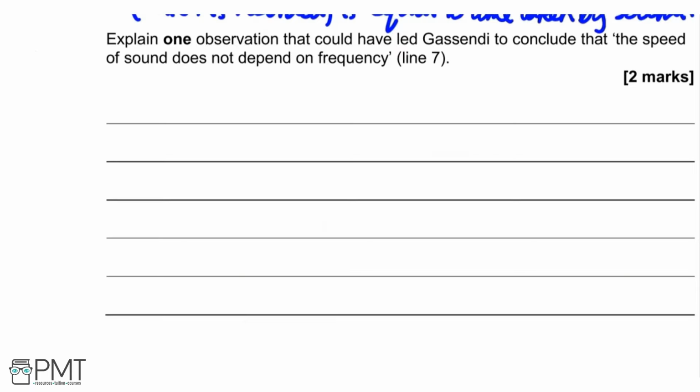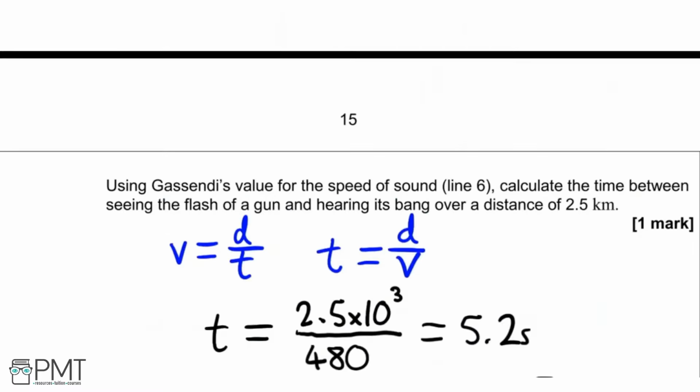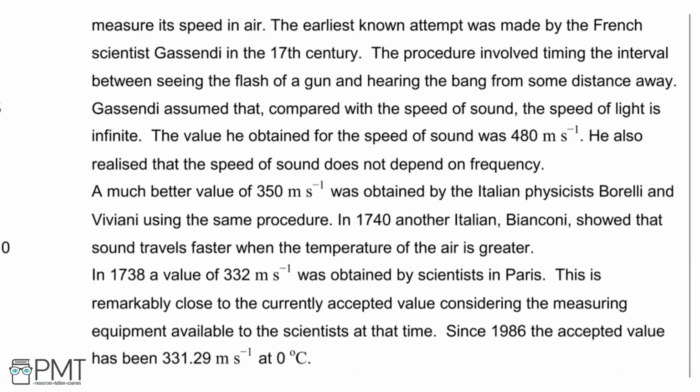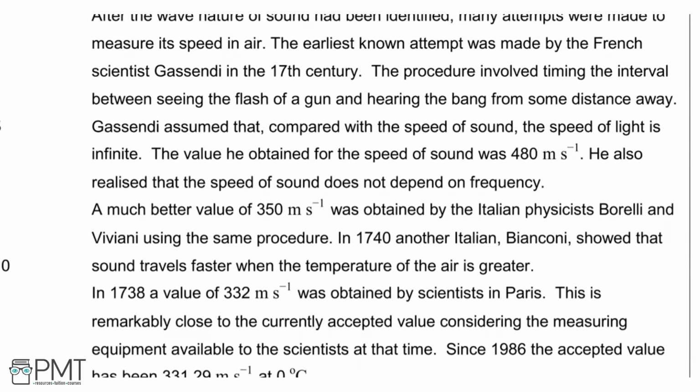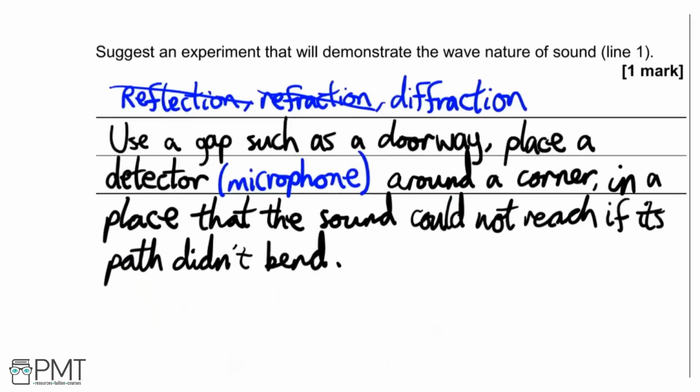So explain one observation that could have led Gassendi to conclude that the speed of sound does not depend on frequency. So that's line 7. Let's just take a look at line 7. So he also realized that the speed of sound does not depend on frequency. Okay, so it's quoting that again.